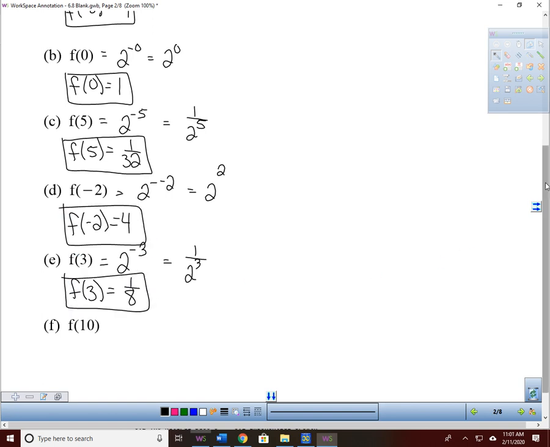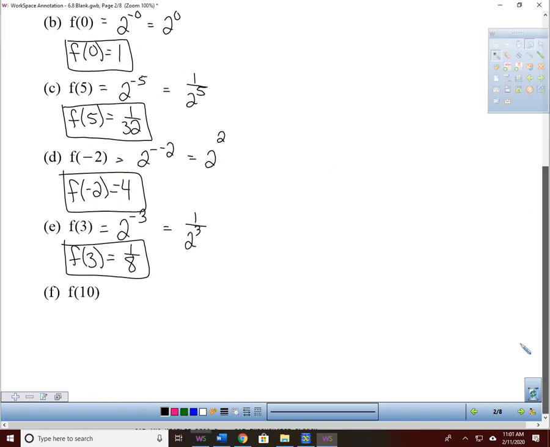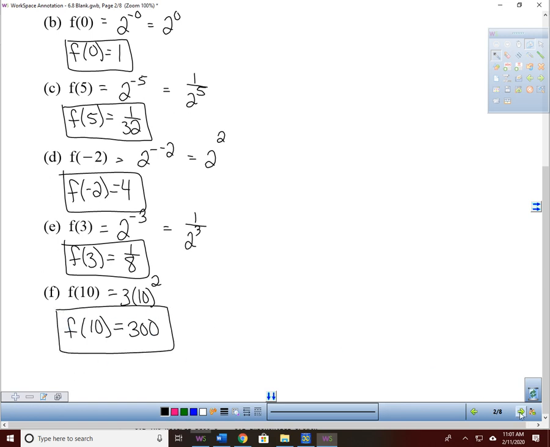All right, and the last one, 10. So is 10 less than -2? No. Is 10 between -2 and 5? No. Is 10 greater than 5? Yes. So I'm going to use this equation and plug in 10. So I have 3 times 10 to the 2nd power. So 10 squared is 100 times 3 gives you 300. And again, you can plug those into your calculator if you so choose.